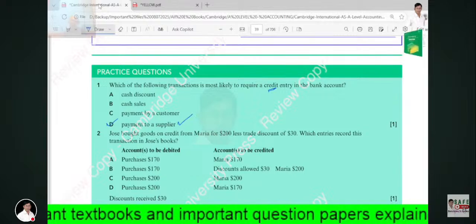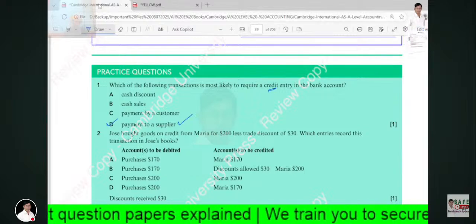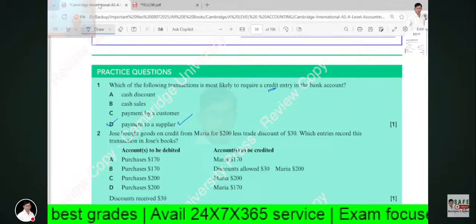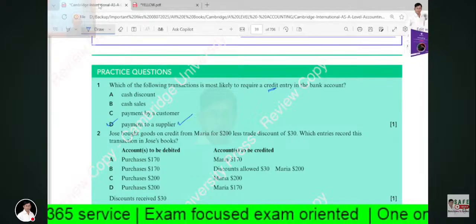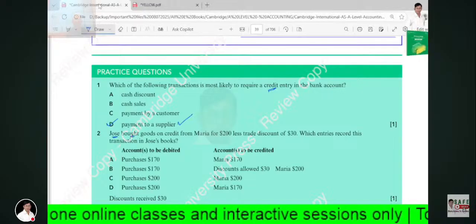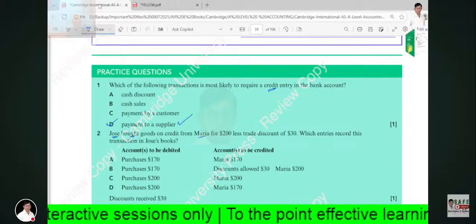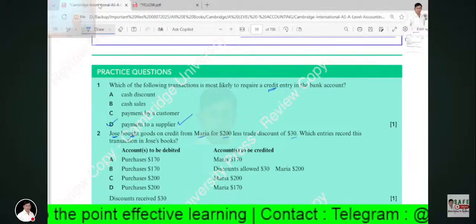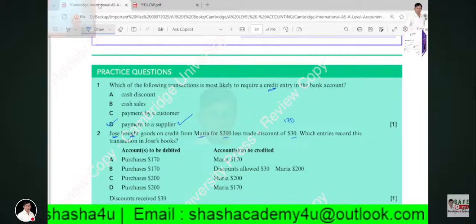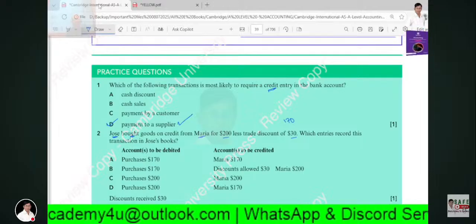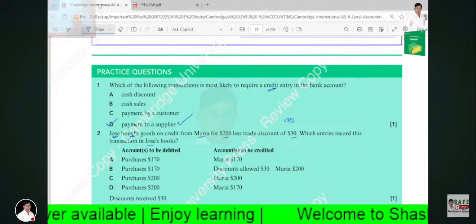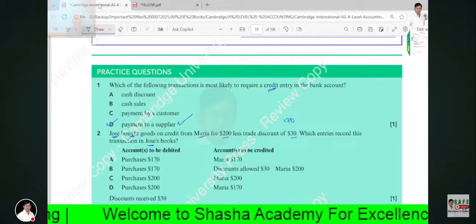Joe's bought goods on credit from Maria for rupees 200 less trade discount of 30. So the transaction will be recorded at 170. Which entries record this transaction in Joe's books? For Joe's, it is a purchase.